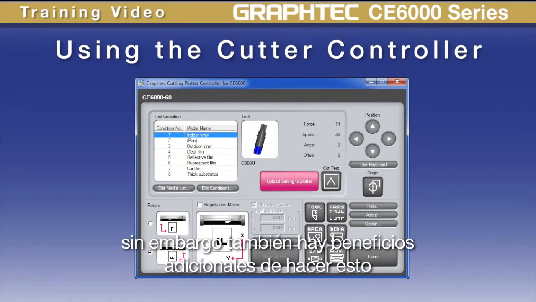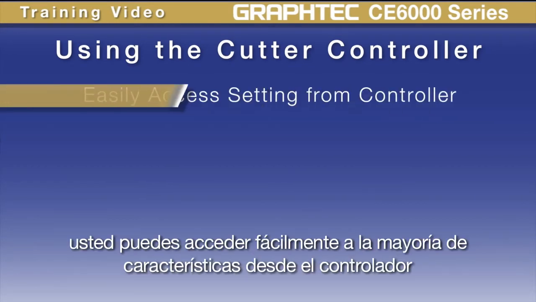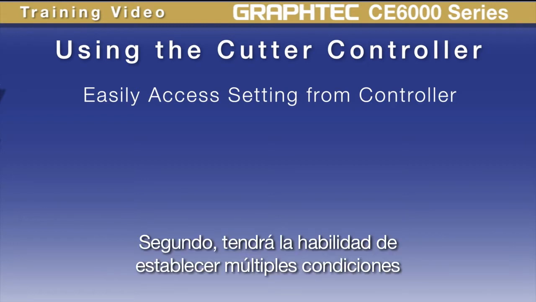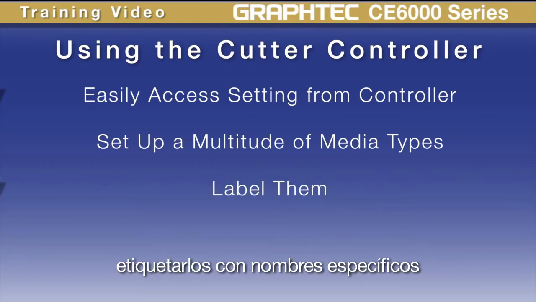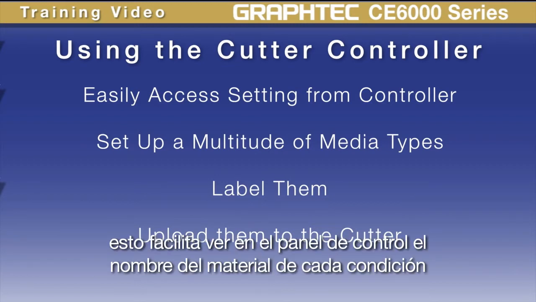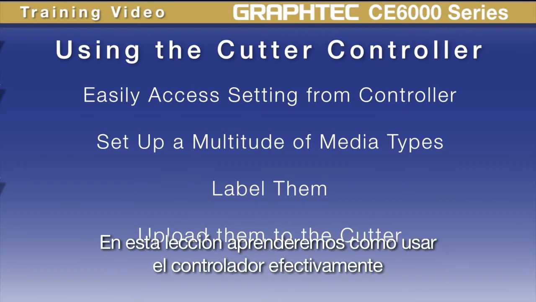There are some additional benefits to this as well. First, rather than having to sift through different menus on the cutter, you can easily access the majority of settings from the controller. Second, you have the ability to set up a multitude of conditions, label them with specific names, and then upload them to the cutter so that you can actually see the label on the cutter's control panel. This makes it easier for seeing what material each condition is used for on the control panel, rather than just condition 1 through 8. In this lesson, we're going to learn how to use the controller effectively.